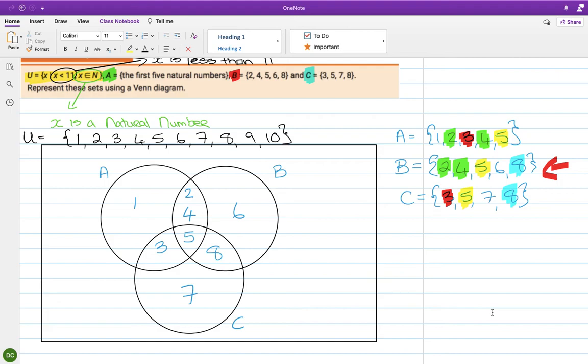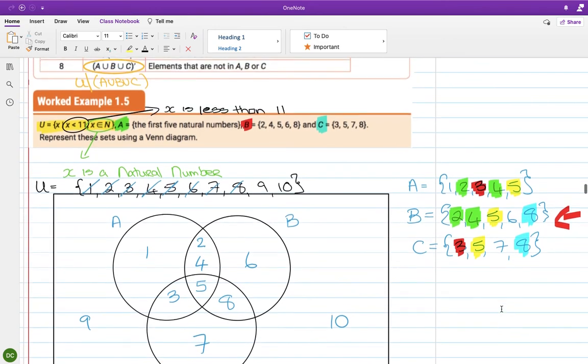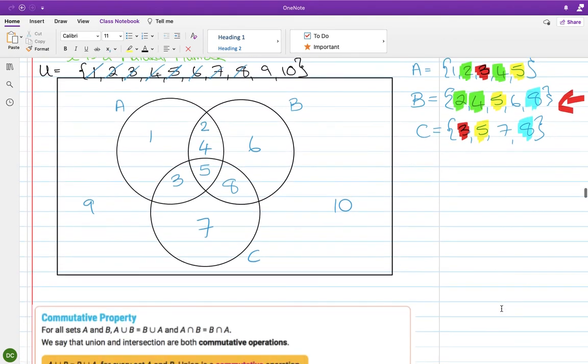So do we have a 1? Yep. 2? Yep. 3, 4, 5, 6 is there. 7 and 8 are there. There's no 9 and there's no 10. So I put 9 and 10 in the universal set. Yep. So there you go. I've represented that on a Venn diagram. Okay, so that's how you fill in 3 set Venn diagrams.